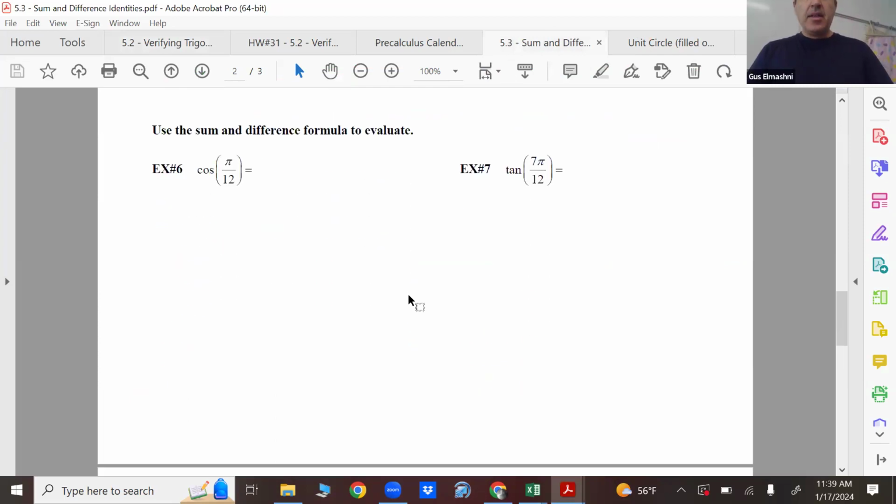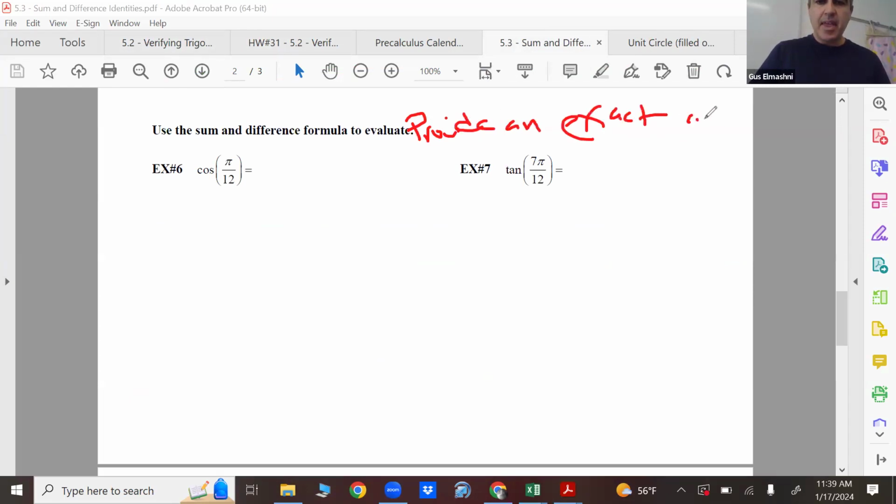Okay. Now these here, use some difference formula to evaluate. And let me be a little more clear about this. Provide an exact answer, meaning no decimals. No decimals at all. Because you could, if you want.